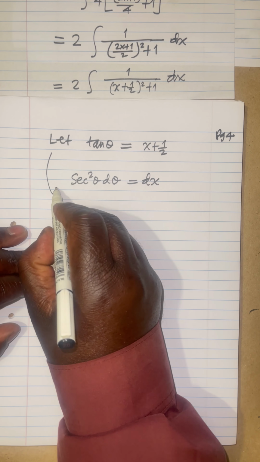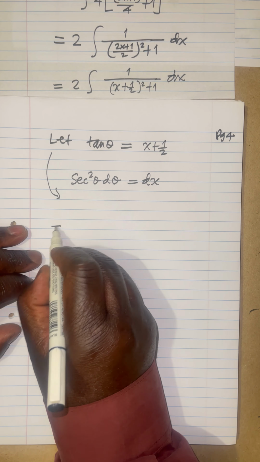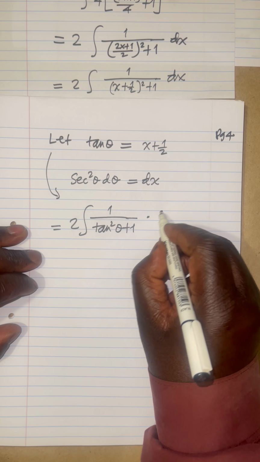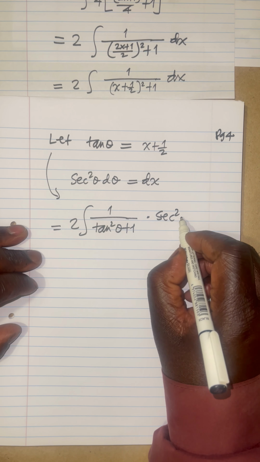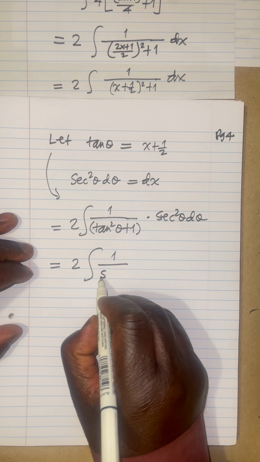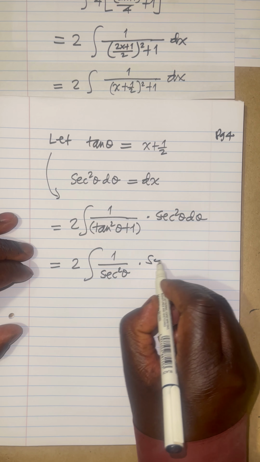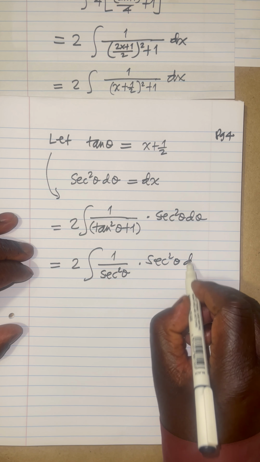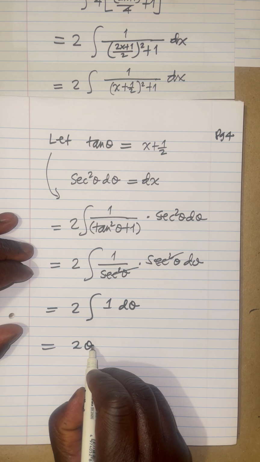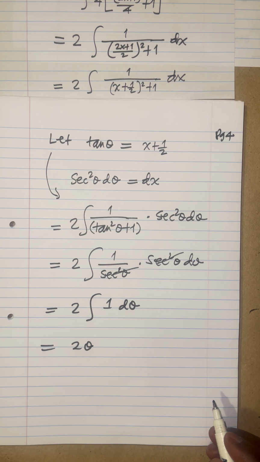Now that integral then changes to 2 times the integral of 1 over tan squared theta plus 1 times, instead of dx, I'm going to put sec squared theta d theta. You'll agree with me that tan squared plus 1 is actually sec squared. So this is 2 times the integral of 1 over sec squared theta times sec squared theta d theta, and these cancel. So what do we have? We have 2 times the integral of 1 d theta, and you'll agree with me that this is 2 theta. I can't say plus c because remember, we're evaluating I.